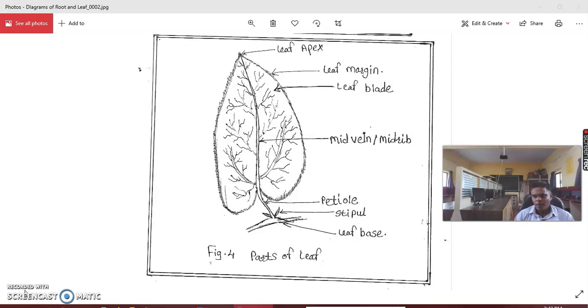Then the next modification of leaf is the phyllode. Phyllode is when the petiole or any part of the rachis becomes flattened, wing-like in shape, and then turns green in color. That is known as a phyllode. That is the wing-like flattened structure. For example, Australian acacia is an example of phyllode.